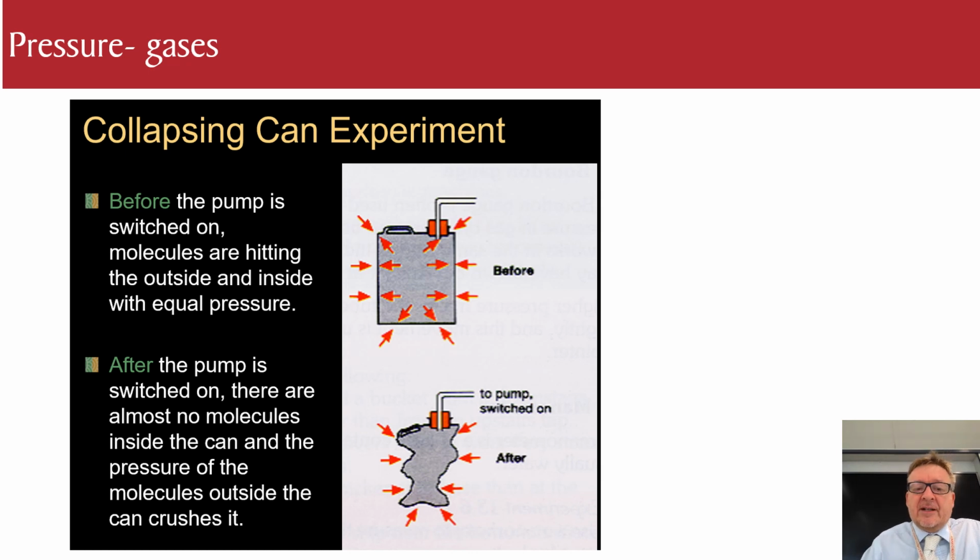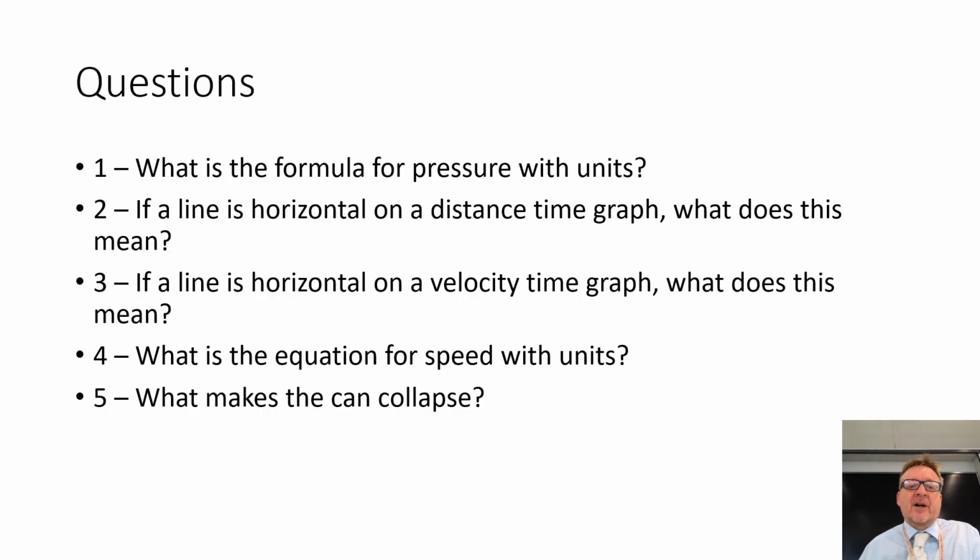In the collapsing can experiment, when you first start, you've got pressure from the inside pushing outwards, and pressure on the outside pushing in, and both those pressures are identical. If I take away all of the air from the inside, that means there'll be no pressure from the inside. So the outside pressure is much greater, which means the can will get squashed, or it will collapse. Now here are the 5 questions.